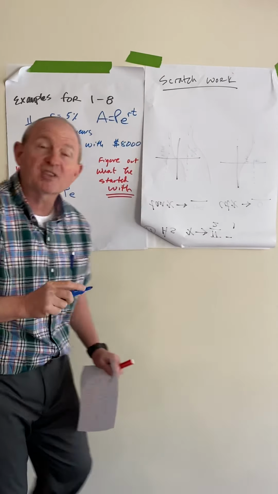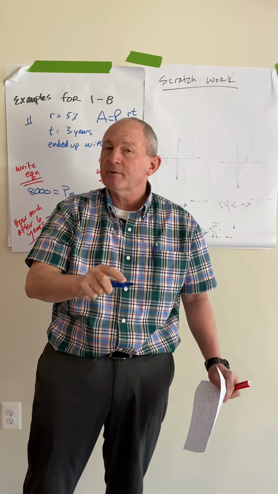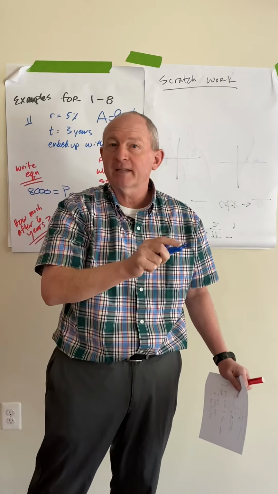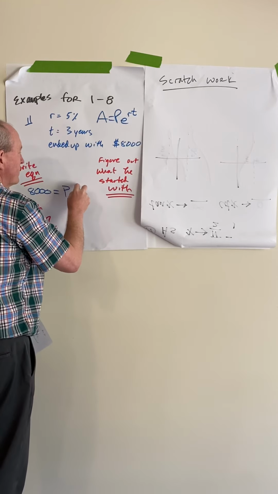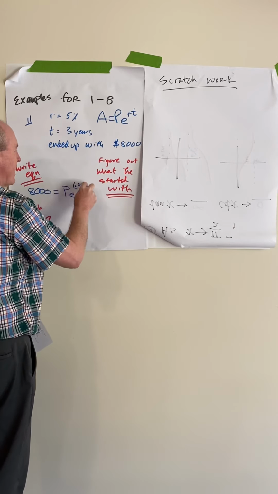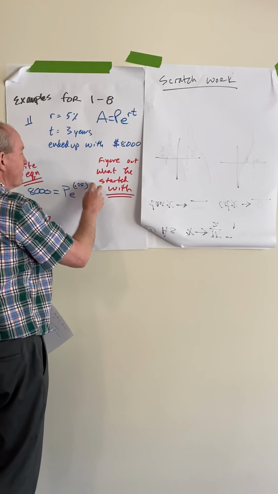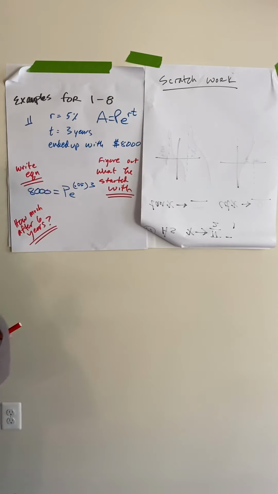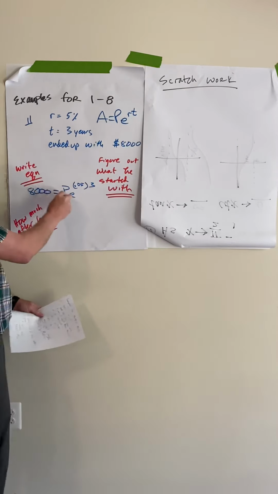r is 5%, so I have to change 5% to a decimal. How do I do that? Move the decimal over 2 places, and we get 0.05. 0.05 times t, and time is 3 years. So that would be my first equation: 8,000 equals P e to the 0.05 times 3. And then we have to figure out what we started with, so we have to solve this equation for P.